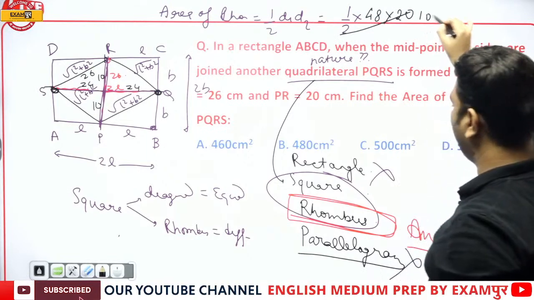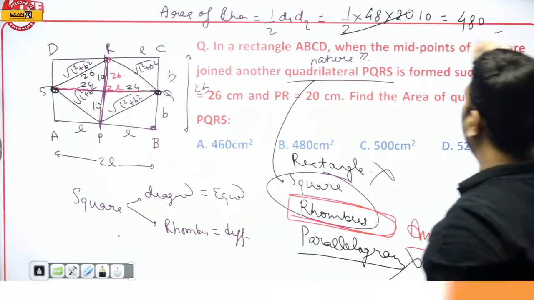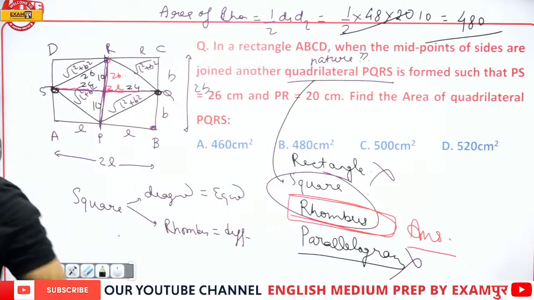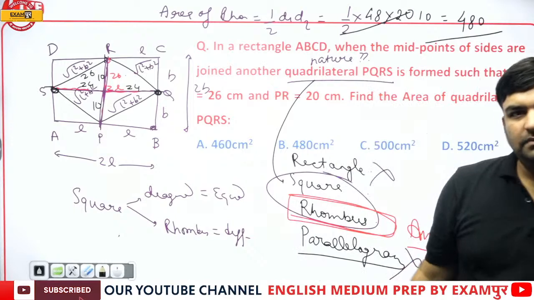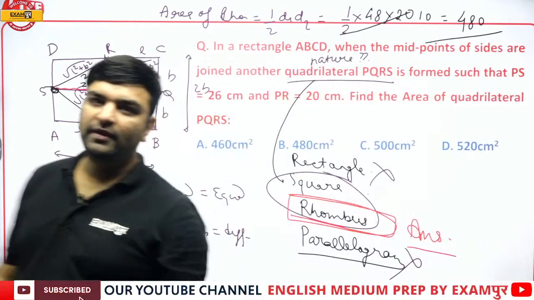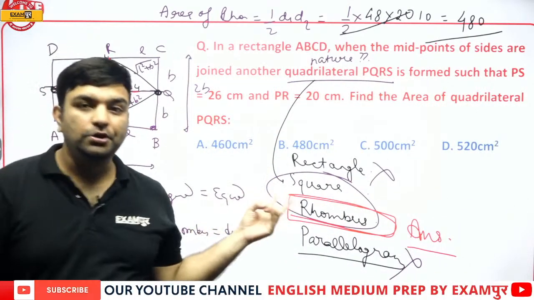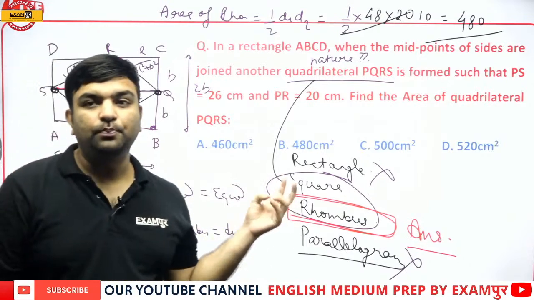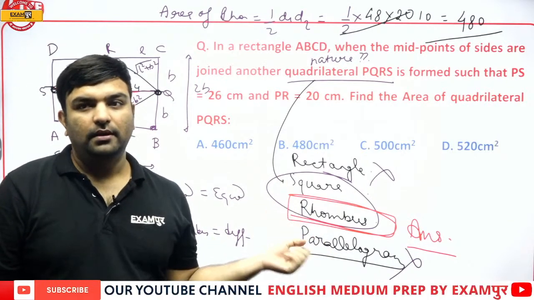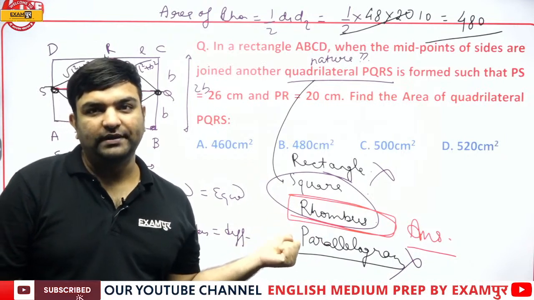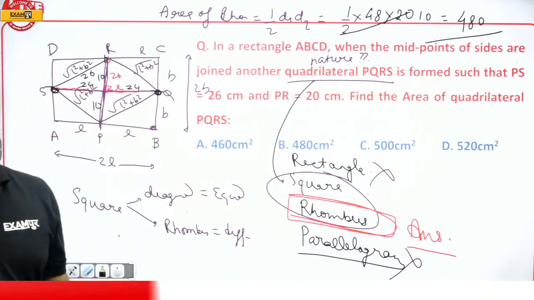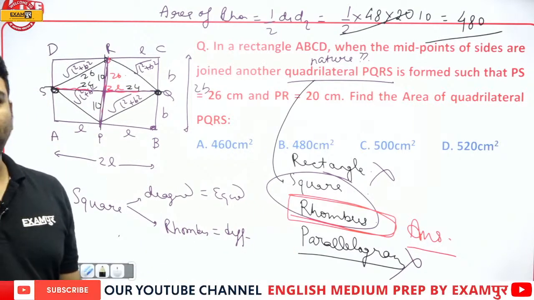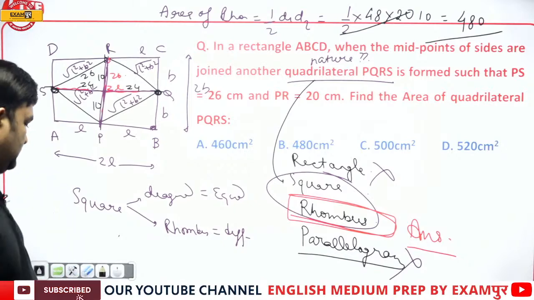I will take it once more on the next page if required, because I've taken two questions over here. The first question was to prove that it's a rhombus, and the second question was to find out the area of the rhombus. Let me show you on the note as well.